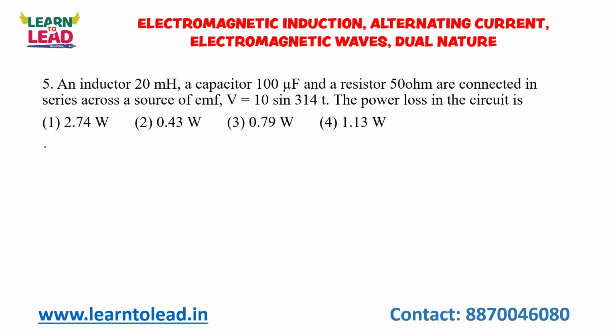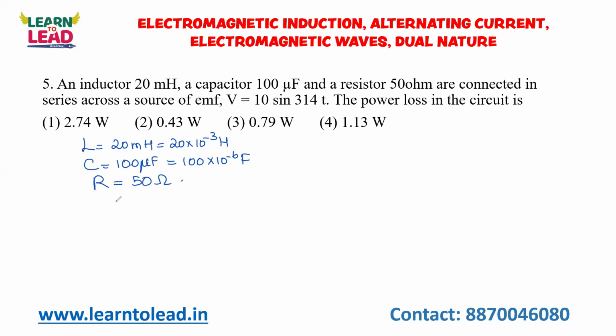An inductor of 20 millihenry is given. They have given the inductor value as 20 millihenry. You can write it as 20 into 10 to the power minus 3 Henry. And the capacitor value is 100 microfarad. Okay. So 100 into 10 to the power minus 6 farad. And the resistor R value is 50 ohms, connected in series across the EMF V is equal to 10 sin 314.